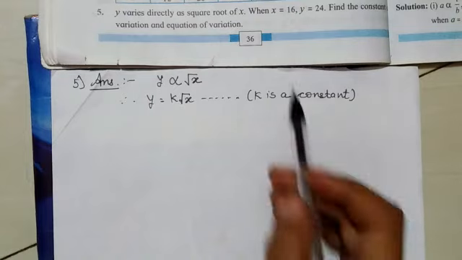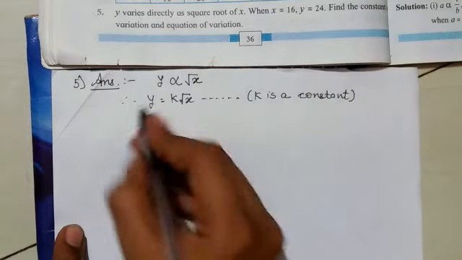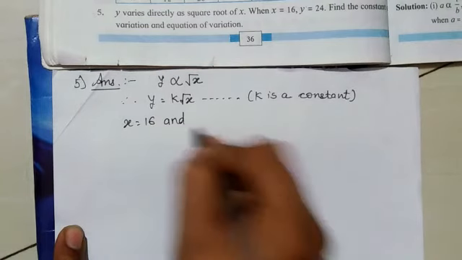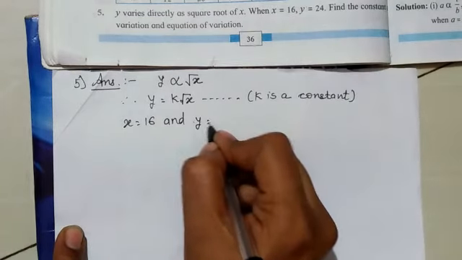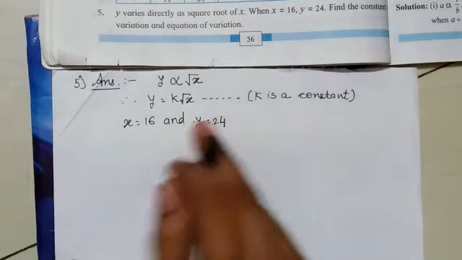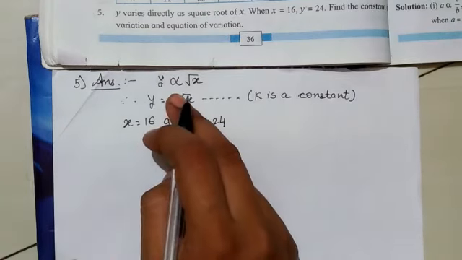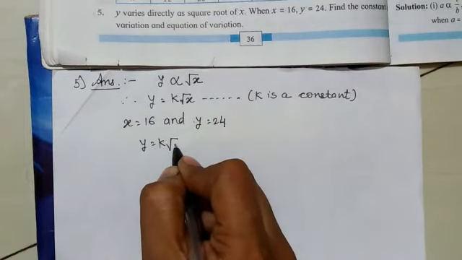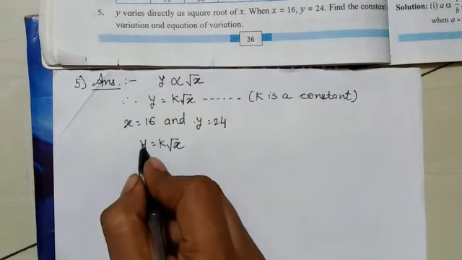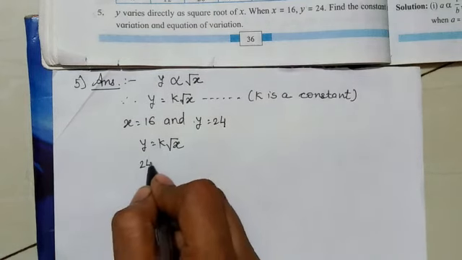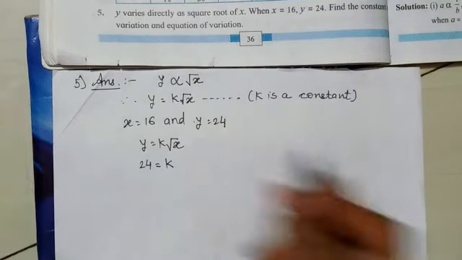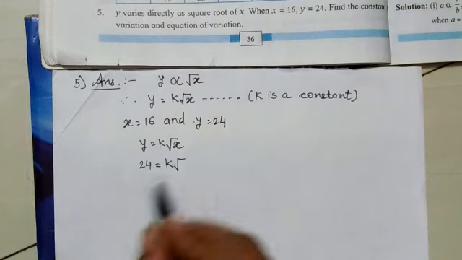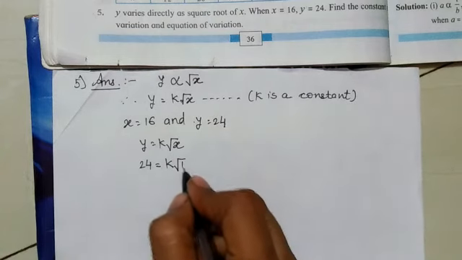Now let's see what is given: when x is equal to 16, y is equal to 24. So put the values into this constant format. y is equal to k into square root x. Put the value of y, that is 24, is equal to k, and the square root symbol will be as it is, and instead of x we are going to write 16.